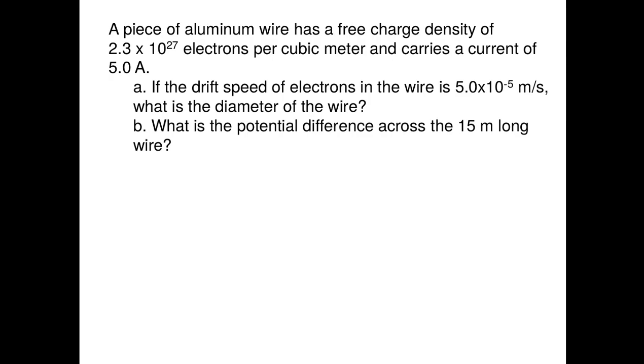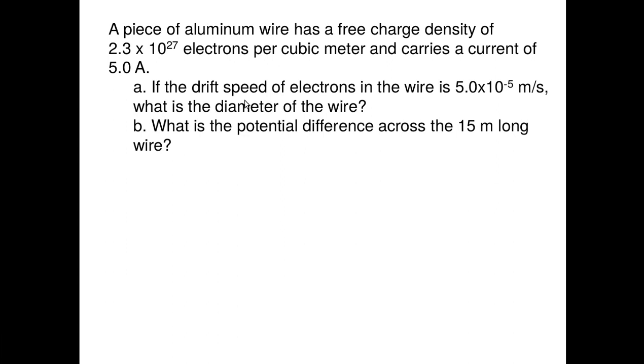I've got an aluminum wire. I'm given the charge density, fortunately, so I don't have to go through that whole process again. 2.3 times 10 to the 27 electrons per cubic meter, and it carries a current of 5 amps. So if the drift speed of the electrons is 5 times 10 to the negative 5 meters per second, what's the diameter of the wire?